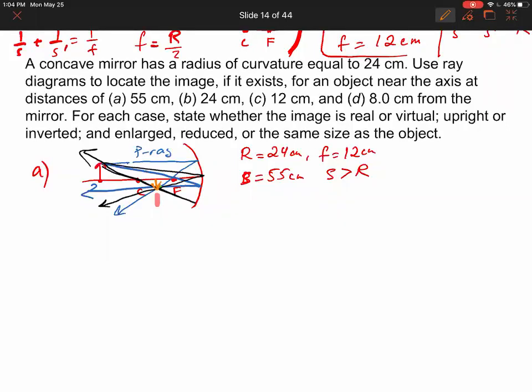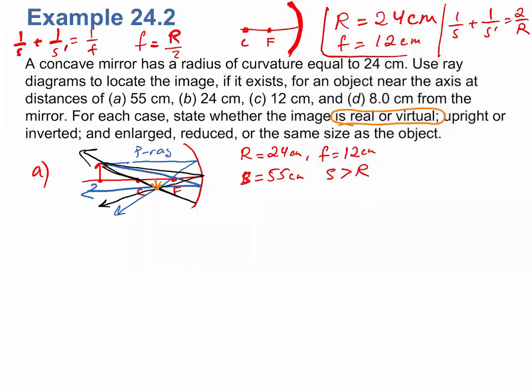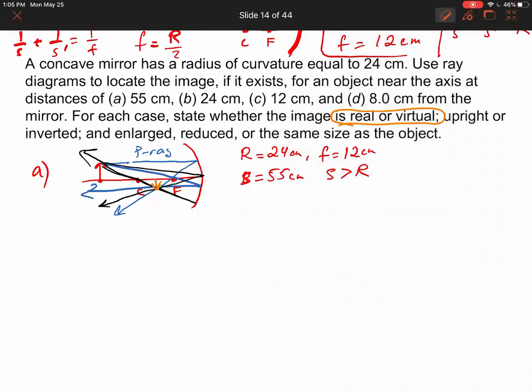So for part A, it says, is it real or virtual? Well, what do you guys think? Remember, the real image is where the light rays move through that point. And I do have actual light rays moving through that point, and it's in front of the mirror. So it is real. Upright or inverted? Well, obviously it is inverted. Then enlarged, reduced, or the same size? Well, here we can see that it is reduced. Okay, so that's basically part A.